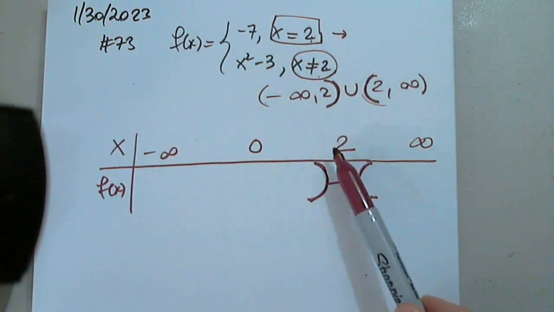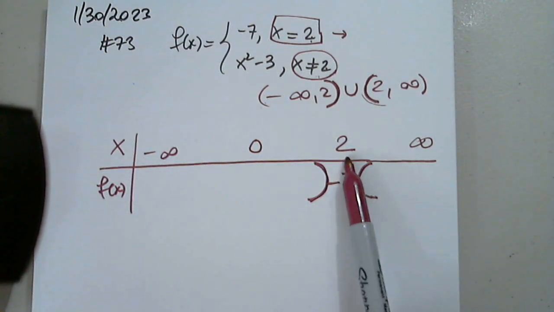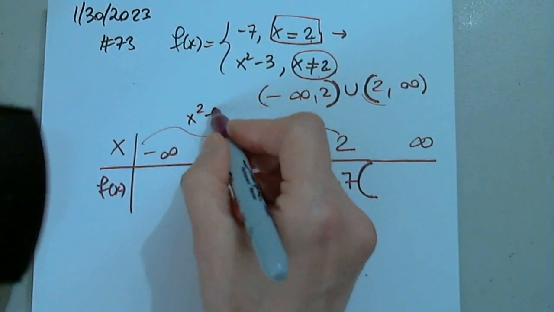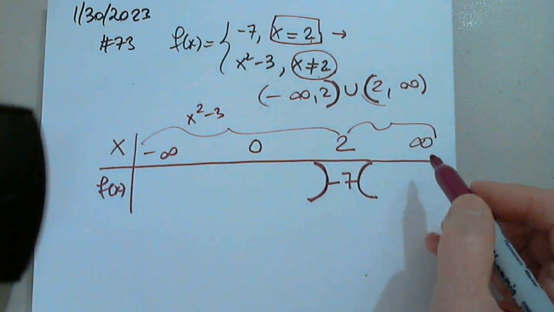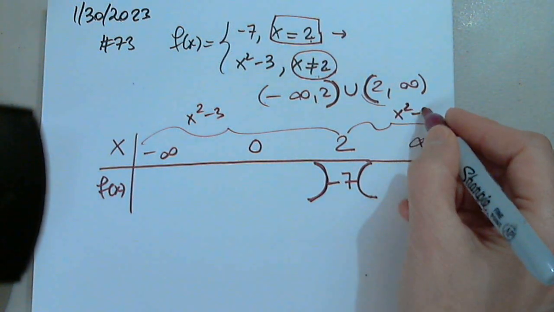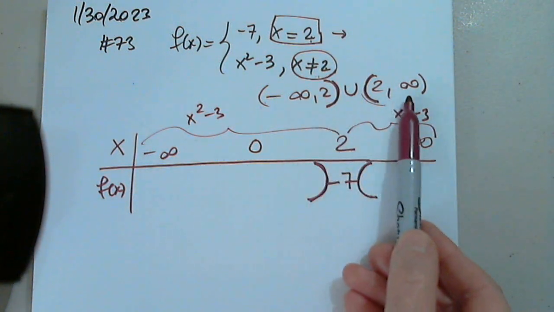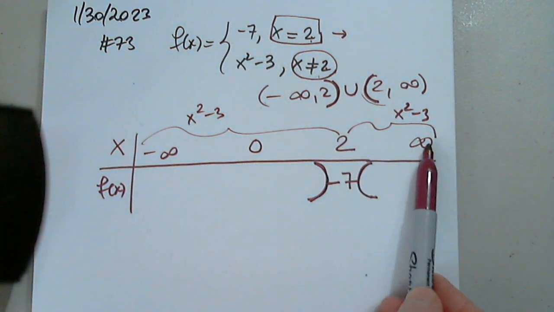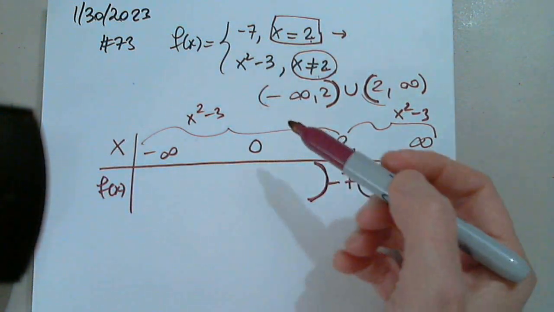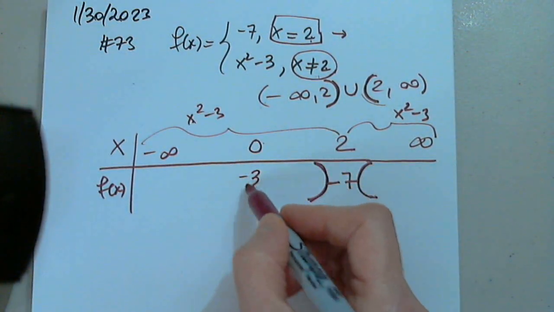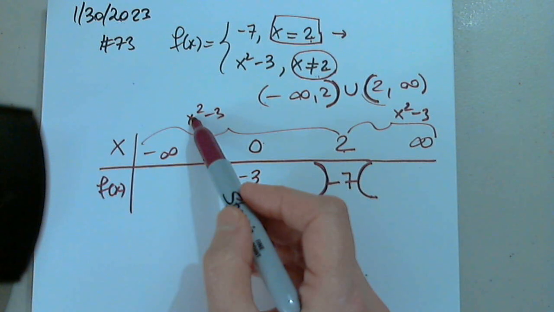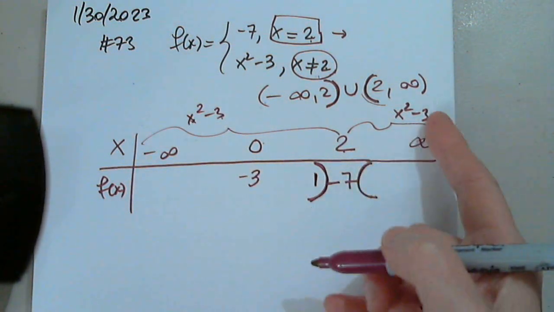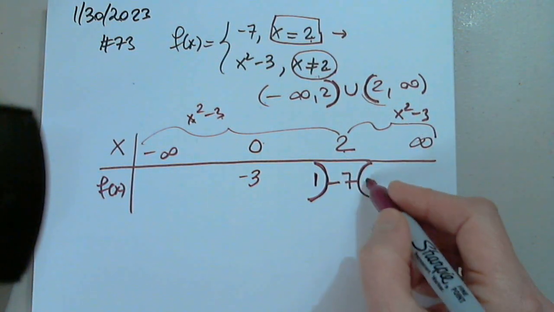So what do I use between negative infinity and 2? It's this: x squared minus 3. What do I use between 2 and infinity? It's this. It's x squared minus 3. How do I know? Between negative infinity and 2, I use this. Between 2 and infinity, also this. So when I plug in 0, I get negative 3. When I plug in 2, 4 minus 3 is 1 inside the parenthesis. Same thing here on this side. 4 minus 3 is still 1.